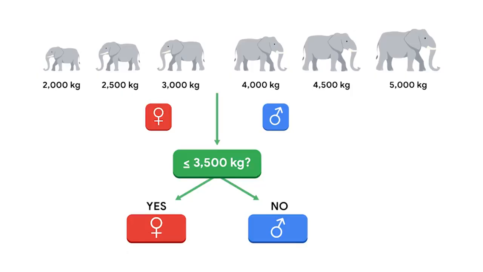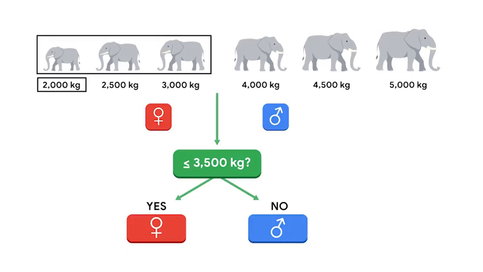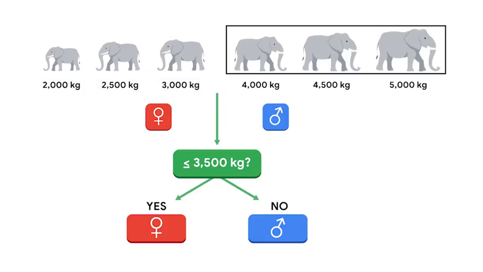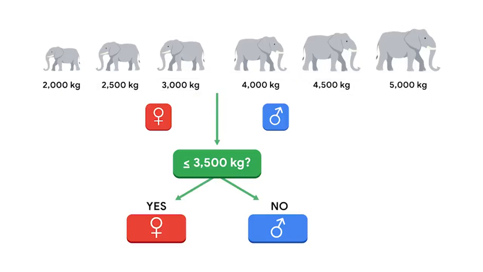Now, note that resilience to outliers is a major strength of all tree-based methodologies. This is because the model splits the data the same way regardless of how extreme a value is. Here's an example. Suppose you have 6 elephants. 3 are females that weigh 2,000, 2,500, and 3,000 kilograms. And 3 are males that weigh 4,000, 4,500, and 5,000 kilograms. If you grew a decision tree using this data, it would draw a decision boundary between males and females at 3,500 kilos, the midpoint between the weights of the heaviest female and the lightest male.